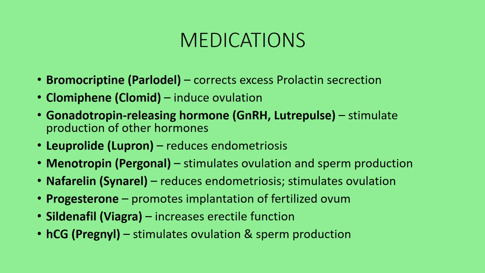Leuprolide or Lupron reduces endometriosis. Menotropins or Pergonal stimulates ovulation and sperm production. Nafarelin or Synarel reduces endometriosis. It stimulates ovulation and spermatogenesis. Progesterone helps promote implantation of the fertilized ovum. Sildenafil or Viagra increases erectile function in the male. And then HCG or Pregnyl stimulates ovulation and sperm production.